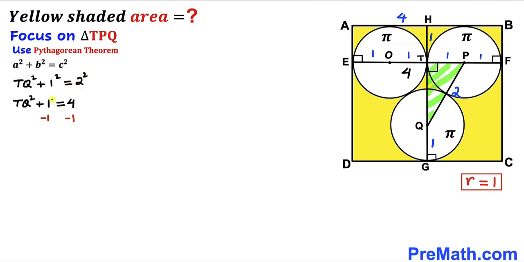Let's go ahead and subtract 1 from both sides. This is gone. So therefore, TQ square turns out to be equal to 3. I'm going to undo this square by taking square root on both sides. So therefore, this segment TQ length turns out to be square root of 3 units.